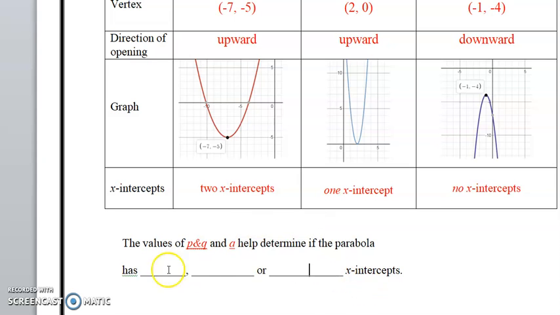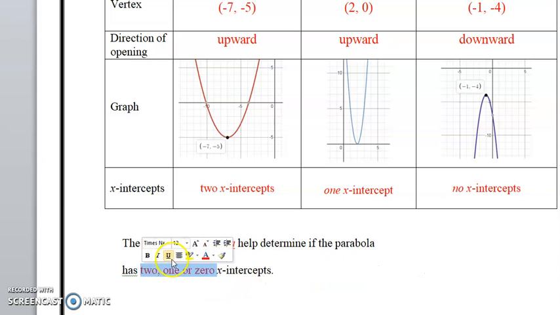this will help you determine whether a parabola has 2, 1, or 0 x-intercepts. Or you could say 2, 1, or no. I'm going to use the word no instead of no x-intercepts. So that's just a summary of the investigation.